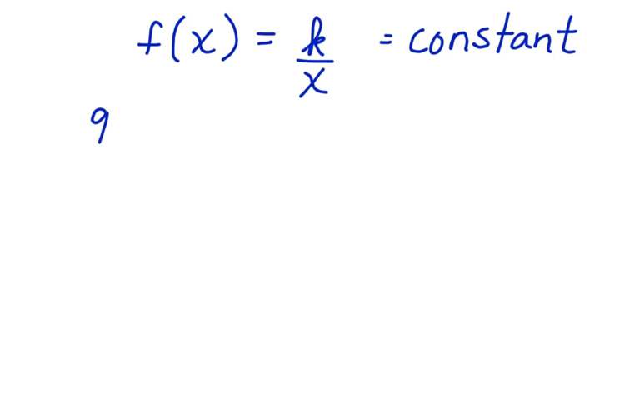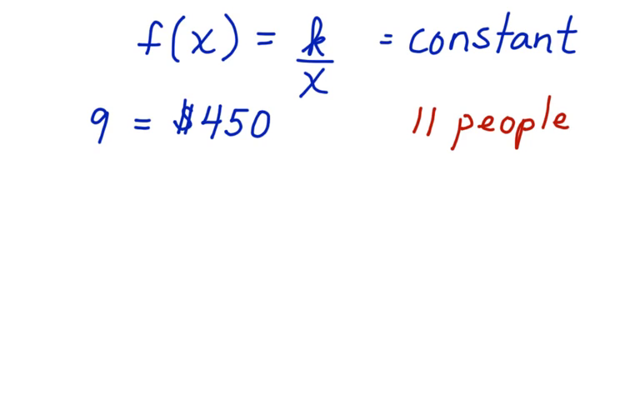So now let's look at what we know. We know that if 9 people attend the trip, the trip costs $450 each. And we want to know what happens if 11 people go. Well, the first thing we have to do is figure out the constant of variation, a constant for this part of the problem.